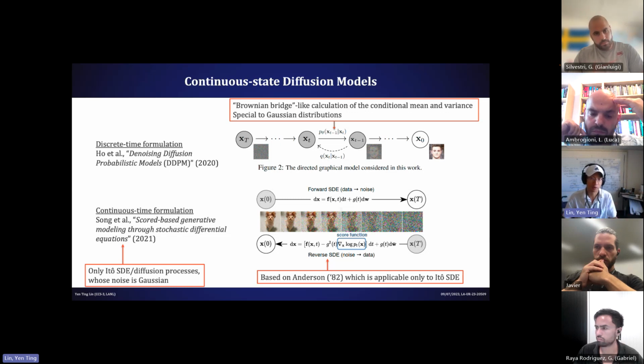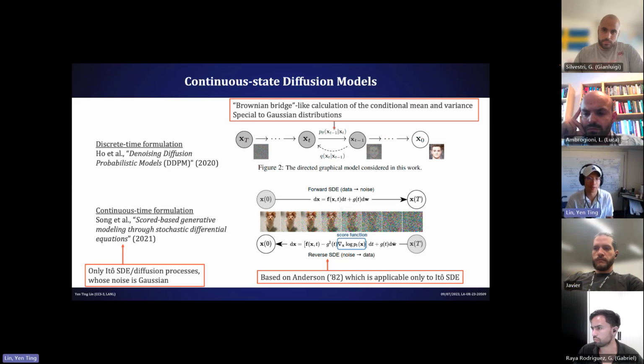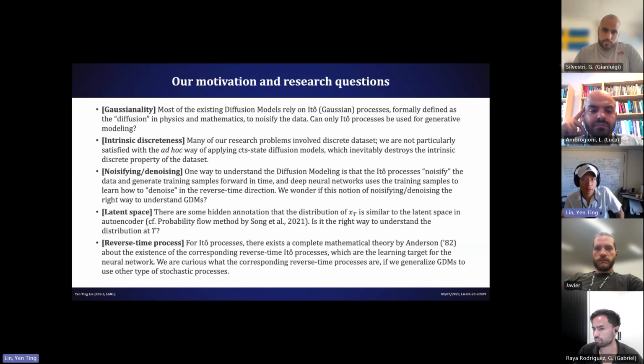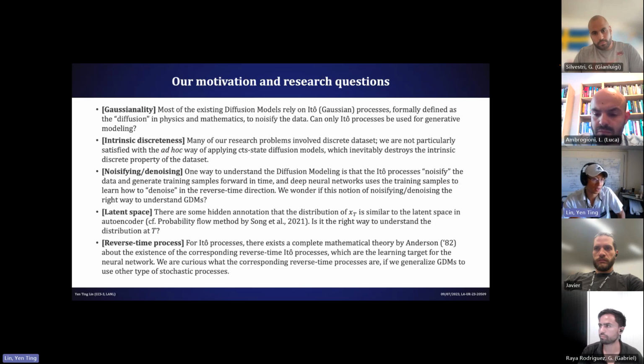It's actually a theory, and in my opinion, things are quite complete. So the rest is actually an engineering problem, which is also important in some sense. But on the theory end, I don't see an empty space where we can make a contribution. So our motivation and research questions are the following five outstanding questions.